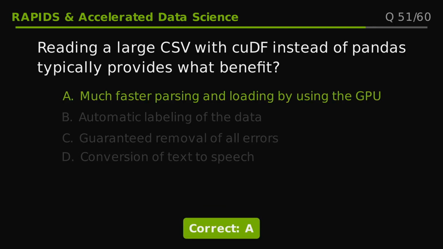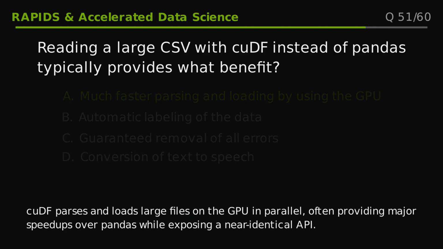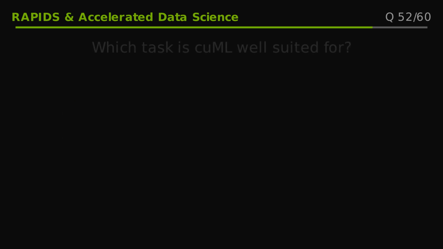The correct answer is V. NiLog parses and loads large files on the web in parallel, often providing major speedups over pandas while exposing a near identical web. Question 52.